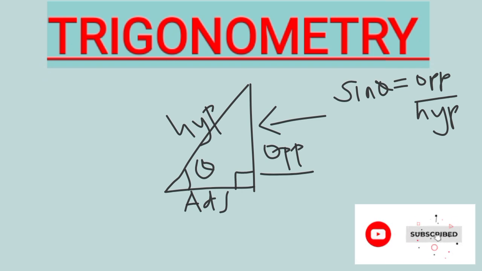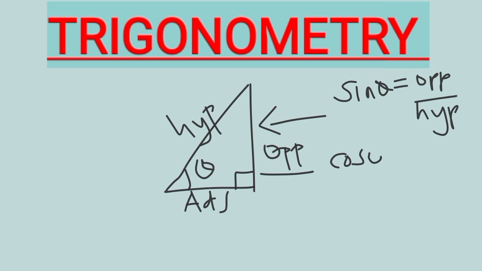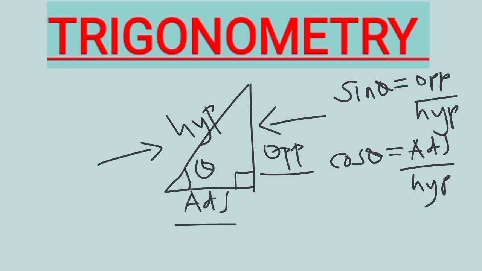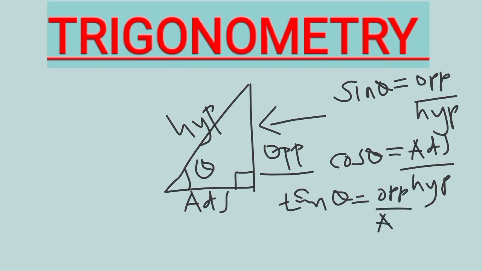What of cos theta? Cos theta is found by dividing the adjacent side by the hypotenuse. If we divide this side and that side, we get cos theta. What of tan theta? Tan theta is found by opposite over adjacent.